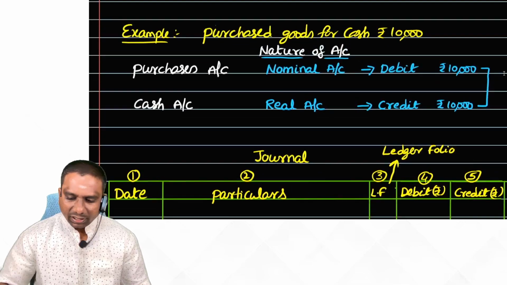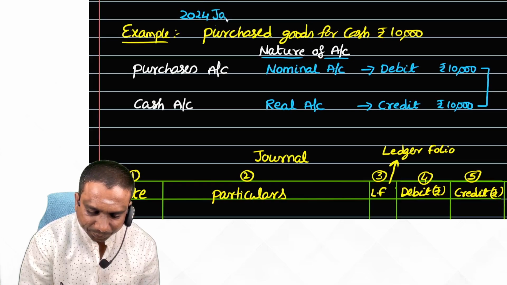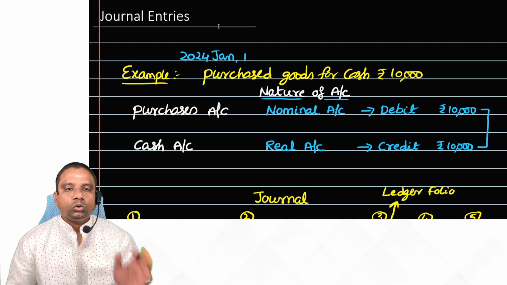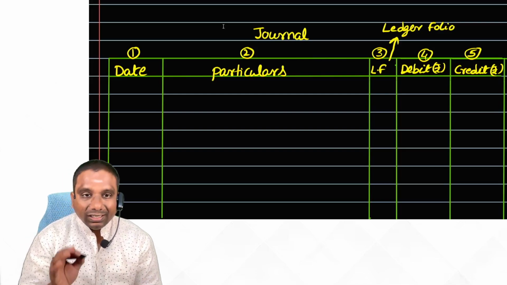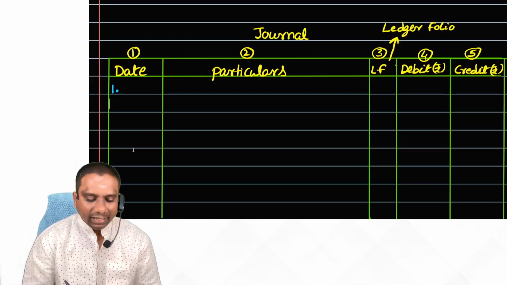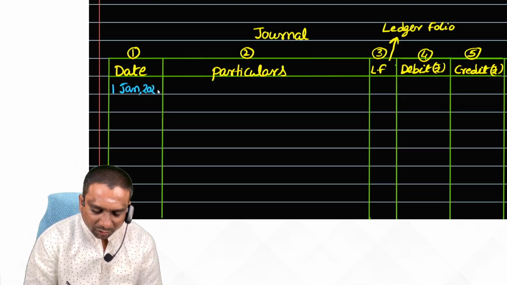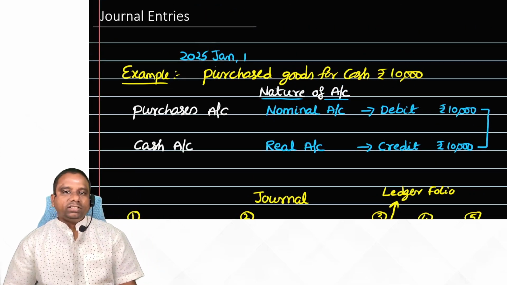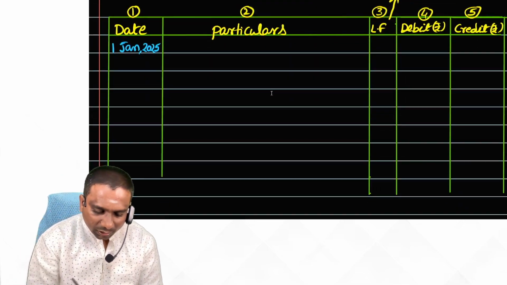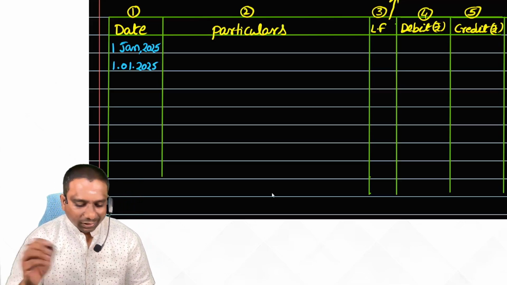Now, let us say this transaction happened on 2025 January 1st. Is it clear? First we have to write the date. Do remember, the date may be written as 1st January 2025, or the date may be written like this also, 1/1/2025, or the date may be written like this.